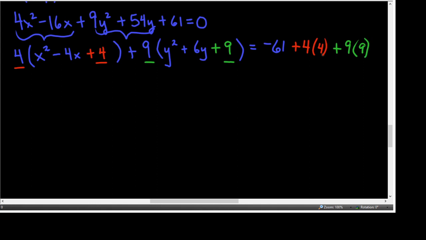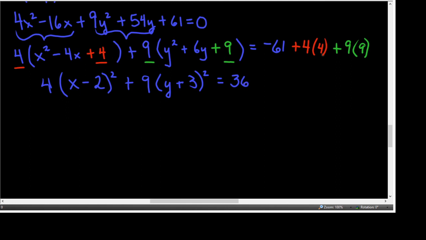So now that we've completed the square, we factor that, and that will factor to be x minus 2 quantity squared plus 9 times y plus 3 quantity squared. Excuse me. And that equals 36. When you do the arithmetic on the right side correctly, you should get 36.